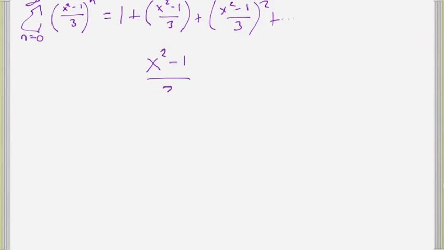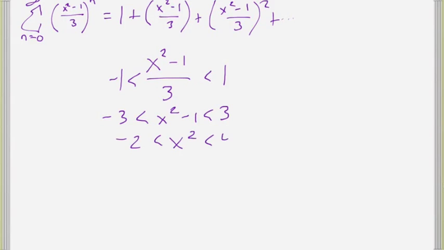So this needs to be between -1 and 1 for convergence in a geometric. So I multiply by -3. Just by +3, sorry. I add 1. And then I cheat and take a square root. So I get negative the square root of 2 to the square root of 2. Yeah, here's the problem.